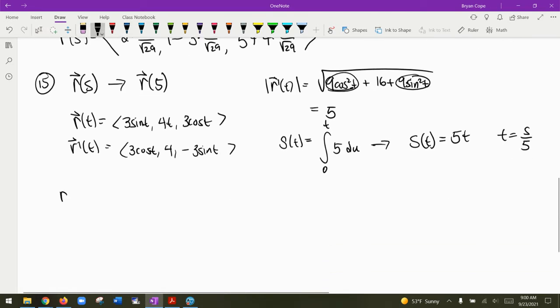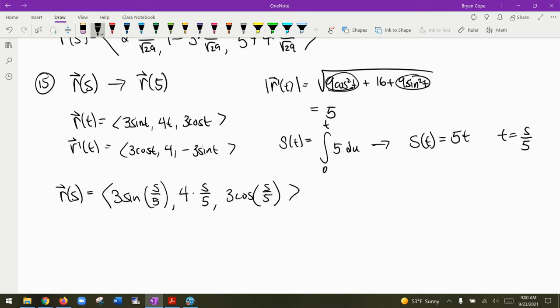So if we rewrite r in terms of arc length, you will have the function 3 sine s over 5, 4 times s over 5, and 3 cosine of s over 5. Subbing in 5 to that gives us 3 sine 1, 4, and 3 cosine 1. That's where you would be. That's the point where you would be after traveling 5 units along the curve.